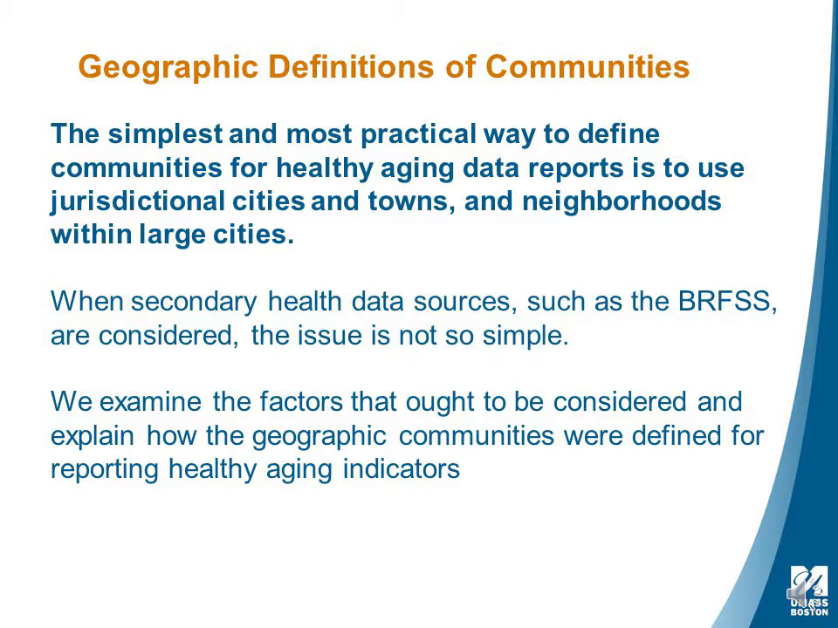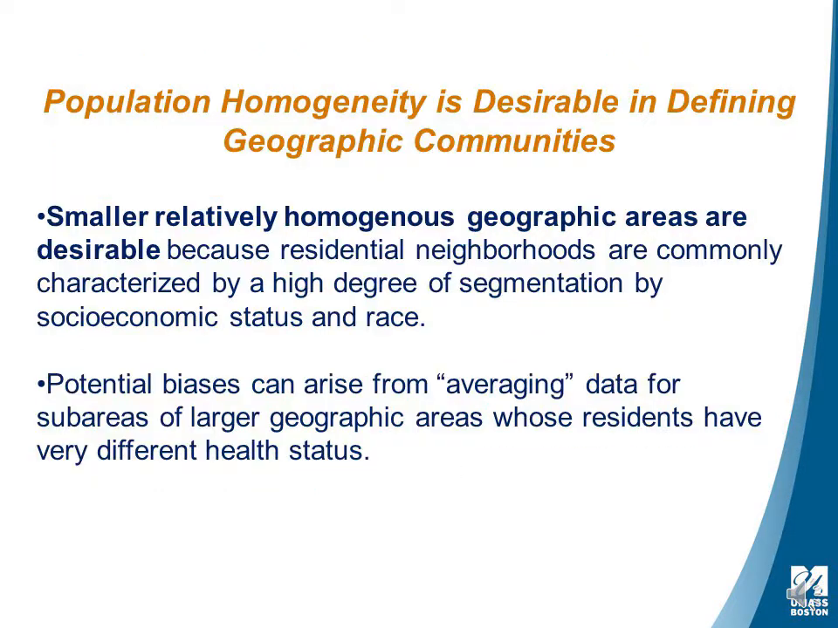However, when secondary health data sources such as the BRFSS are considered, the issue is not so simple. In the forthcoming slides, we examine the factors that ought to be considered and explain how geographic communities were defined for reporting healthy aging indicators. The first factor we want to consider is population homogeneity.